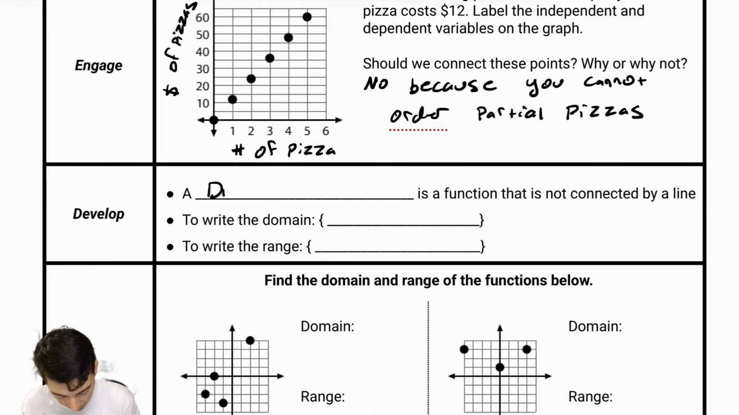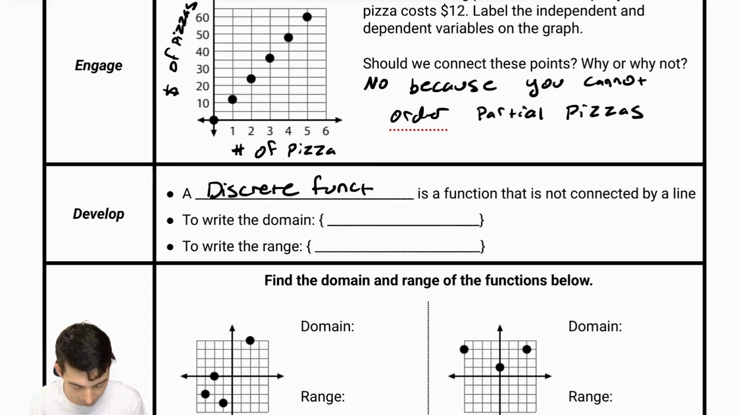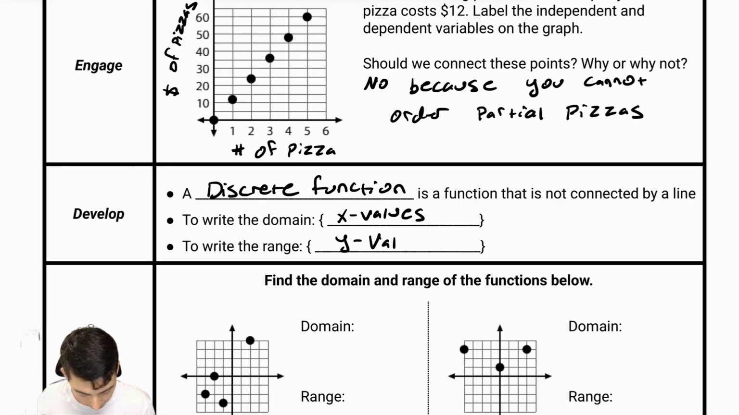A discrete function is a function that is not connected by a line. And it just kind of depends on the situation. So you have to think and use your judgment: would it make sense to have a partial amount of something? And we can write the domain and range of discrete functions as well. All we're going to do for the domain is write all of the x values. And for the range, we're going to write all of the y values.